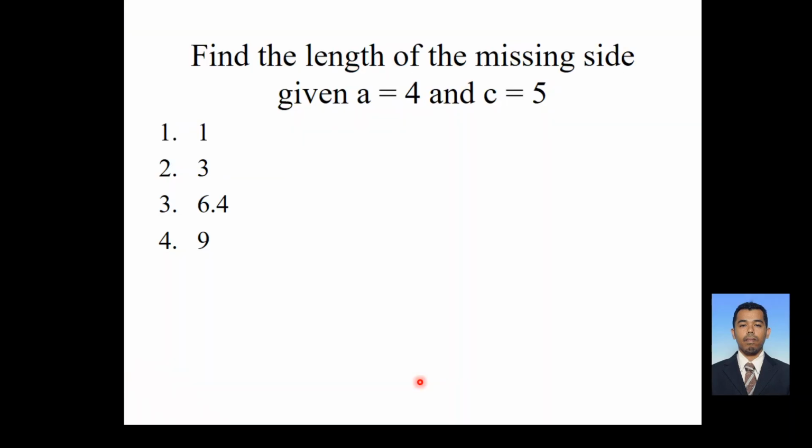So try this on your own. The exercise: find the length of the missing side given A equals 4 and C equals 5. Therefore, you must find the value of B, one of the legs. At the end of your calculation, you will get B is equal to 3.